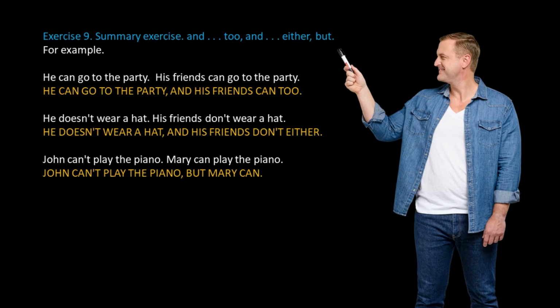Exercise 9. Summary exercise. For example, he can go to the party. His friends can go to the party. He can go to the party, and his friends can too. He doesn't wear a hat. His friends don't wear a hat. He doesn't wear a hat, and his friends don't either.